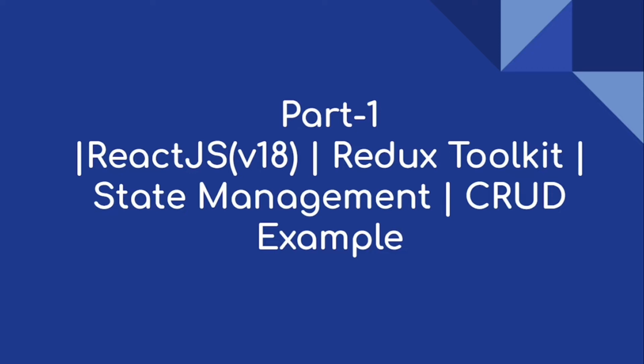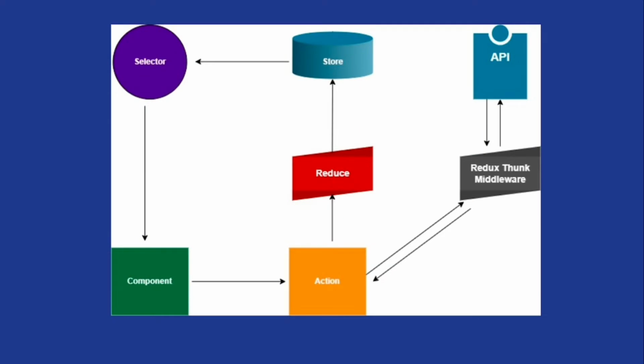Okay, so in this video we are going to implement a ReactJS CRUD example using state management with the help of Redux Toolkit. Redux Toolkit is a library built on top of Redux. Okay, so it is a state management library. It mainly consists of key components like store, reducer, action, component, selector, and optionally Redux Thunk middleware.